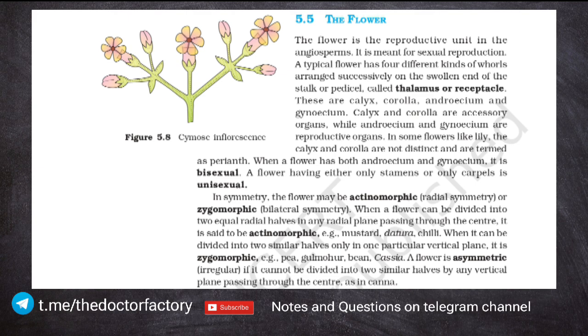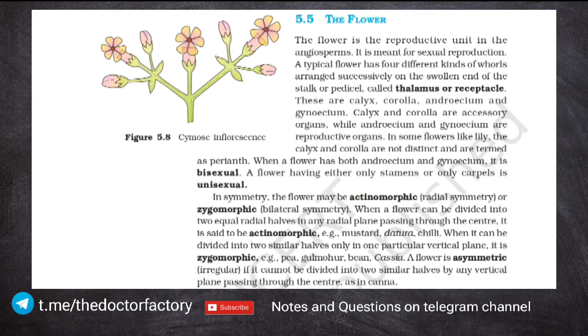In symmetry, the flower may be actinomorphic or zygomorphic. When a flower can be divided into two equal radial halves in any radial plane passing through the center, it is said to be actinomorphic, that is mustard, datura, chili. When it can be divided into two similar halves only in one particular vertical plane, it is zygomorphic. Example: pea, gulmohar, bean, cassia.